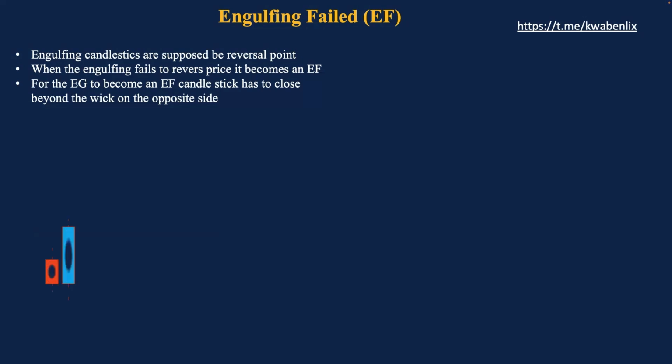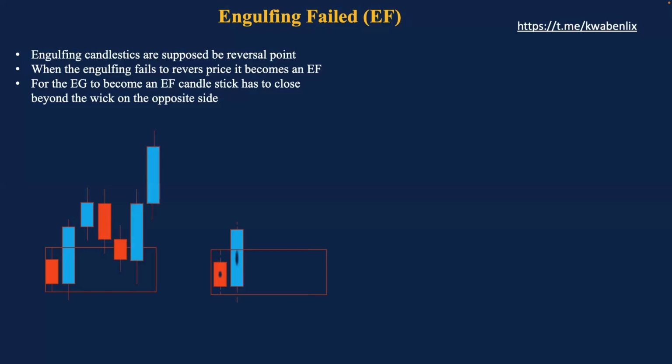Now look at this. This is an engulfing. We mark the engulfing using the wick, so we mark the top of the wick and the bottom wick. For this engulfing to fail, price has to come back. You see, this is an engulfing, and in this particular situation it was a reversal point. Price came back to the engulfing and pushed price up.